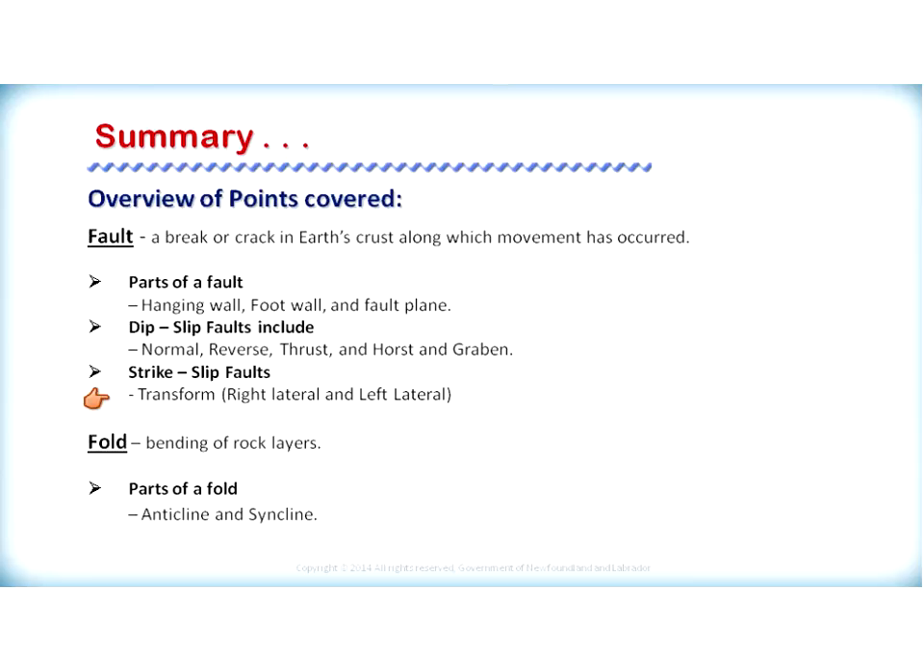The second point we focused on was folds. A fold is bending in rock layers, and when we looked at a fold, we see two parts: an anticline and a syncline. As a review, if you draw a line through the actual folds, the part of the fold that forms an A would be called an anticline. So these are the main points that were covered in this presentation.